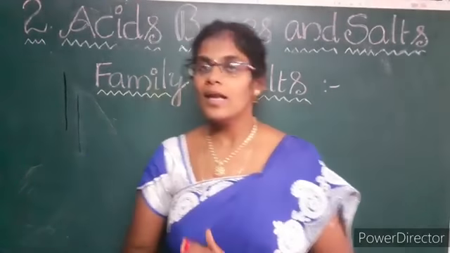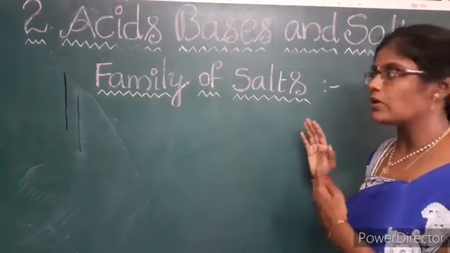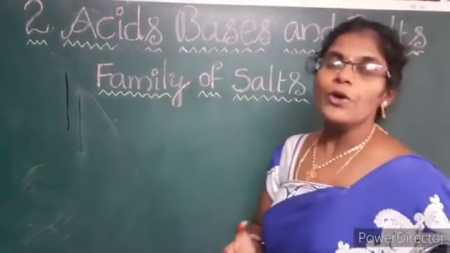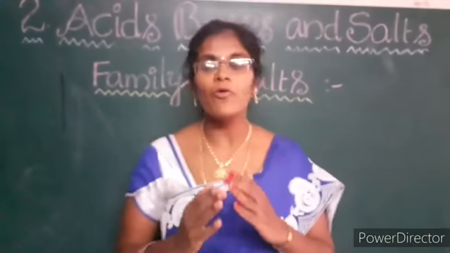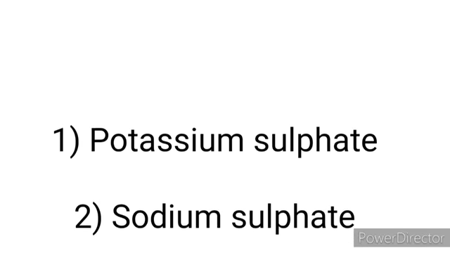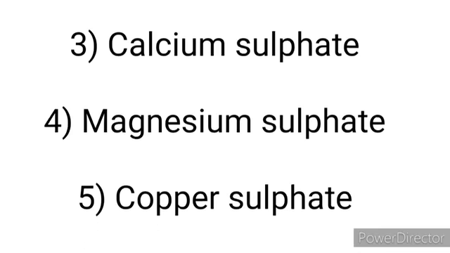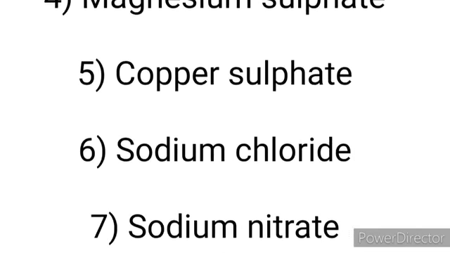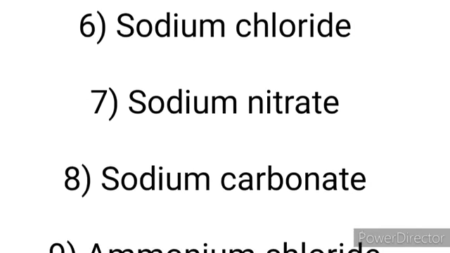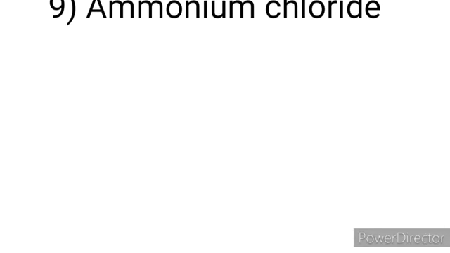Children, first let us know about the family of salts. For knowing the family of salts, first you have to write down the chemical formula of some salts. Children, they are potassium sulfate, sodium sulfate, calcium sulfate, magnesium sulfate, copper sulfate, sodium chloride, sodium nitrate, sodium carbonate and ammonium chloride.